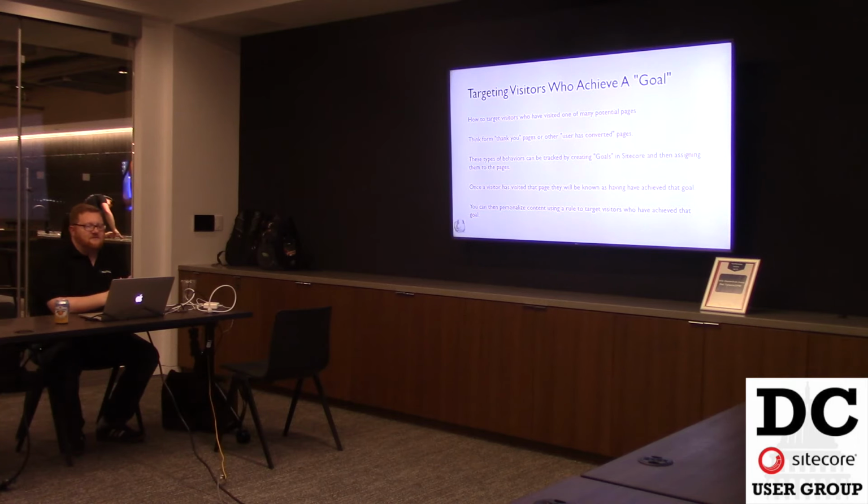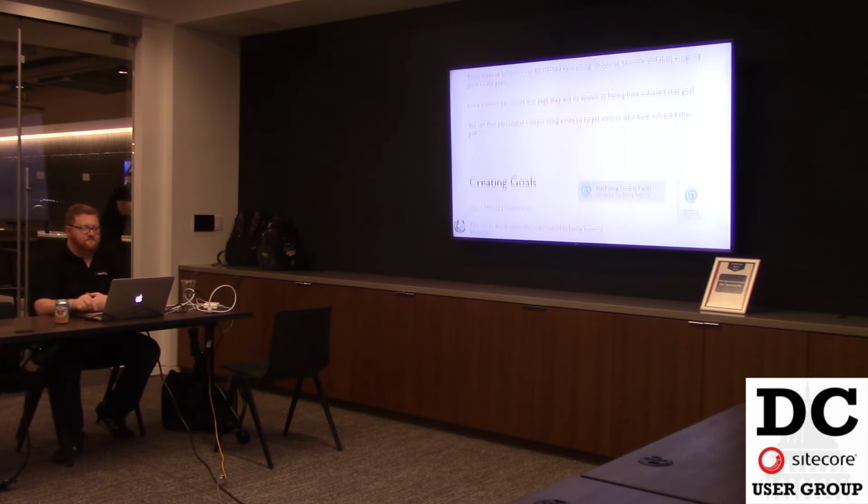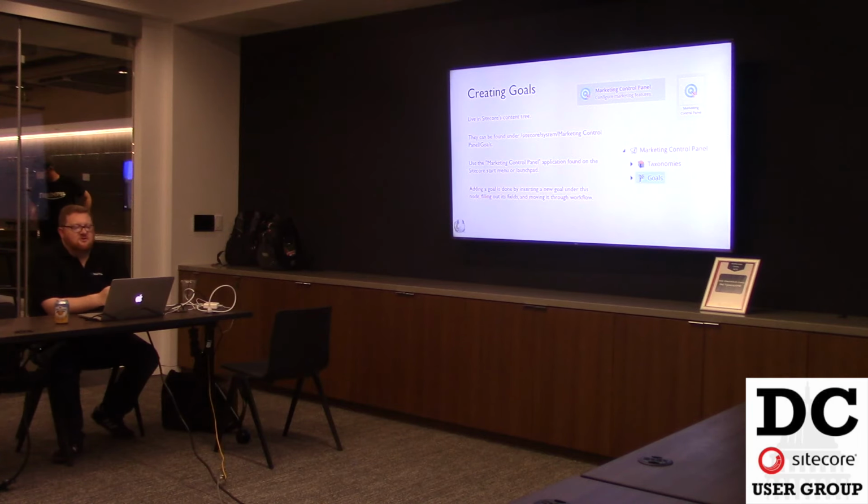So these types of behaviors are tracked using goals and then assigning them to pages. Once a visitor has visited a page that has had a goal assigned to it, they will be tracked as knowing that that visitor has achieved that goal. And then you can personalize your content using a rule to target visitors who've achieved that goal to do the actual personalization. So goals, like most of this stuff, is created inside the marketing control panel.